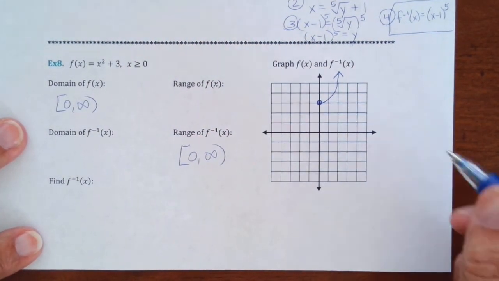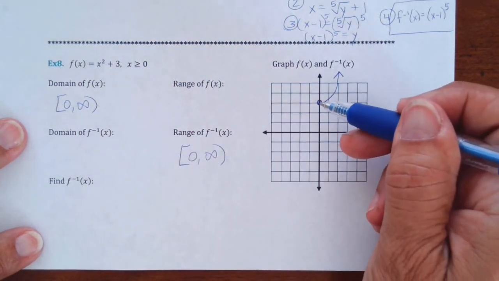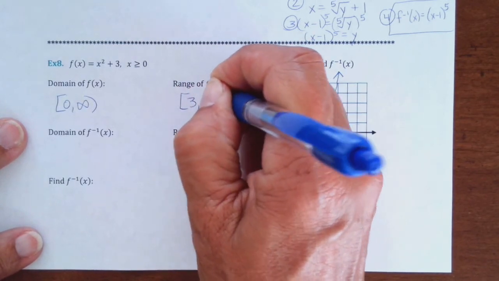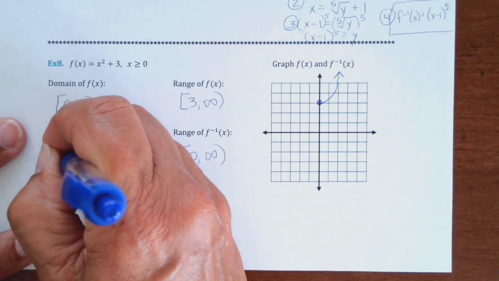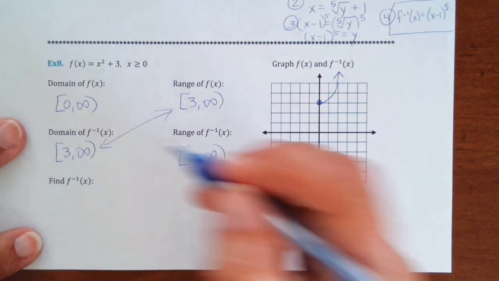Okay? Now, look at the range of this. I can do this because I know this. The range goes from 3 to positive infinity, which means the domain of the inverse has to go from 3 to positive infinity. Okay? They have to be the same.